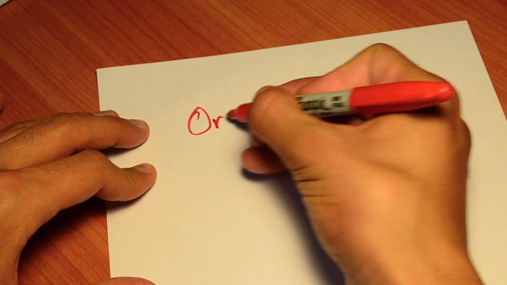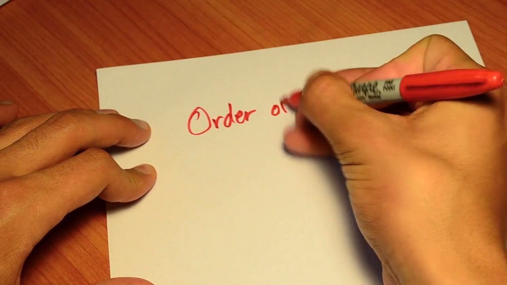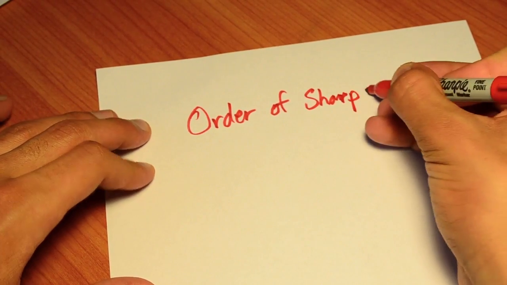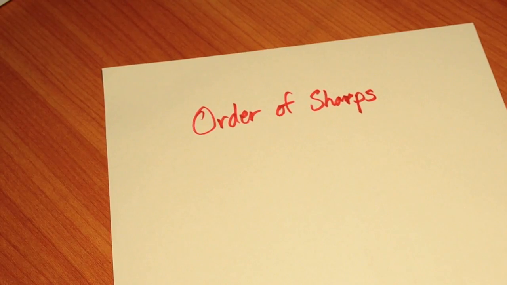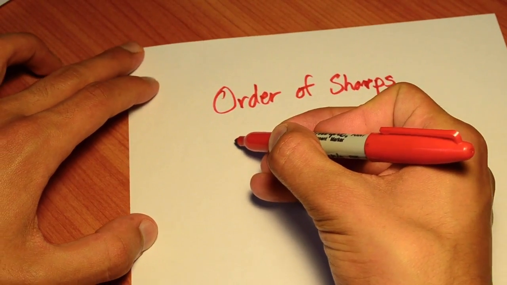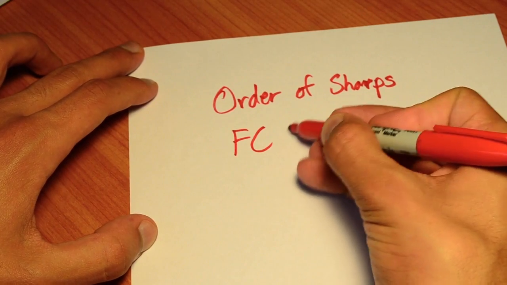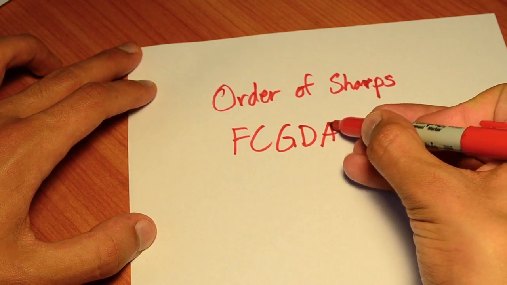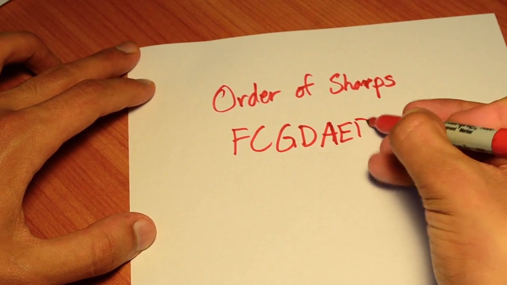The order of sharps is a sequence of letters, and it does need to be memorized because it shows up again and again when we're dealing with key signatures. The order of sharps is F, C, G, D, A, E, B.